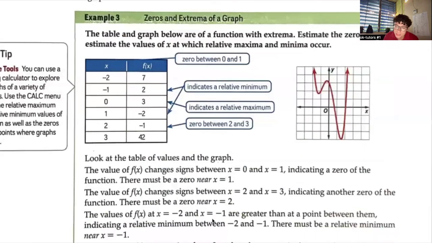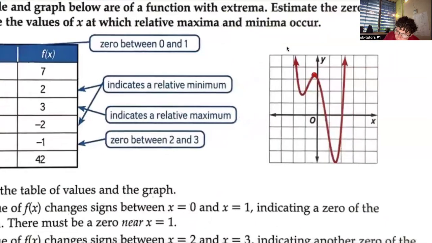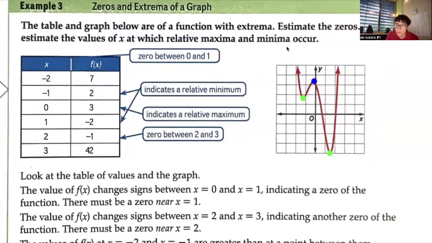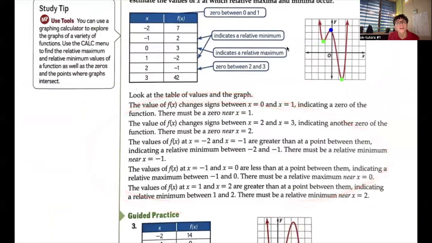Now in this one, the table of values says it is a function with extrema. Estimate the zeros, then estimate the values of x at which relative maximum or minimum occur. So this is easy. Where's the relative maximum? Relative maximum is right here. This is the relative maximum, and the relative minimum are this one and this one. You don't need to know the rest, by the way. I just want you to identify which is the relative maximum and relative minimum.